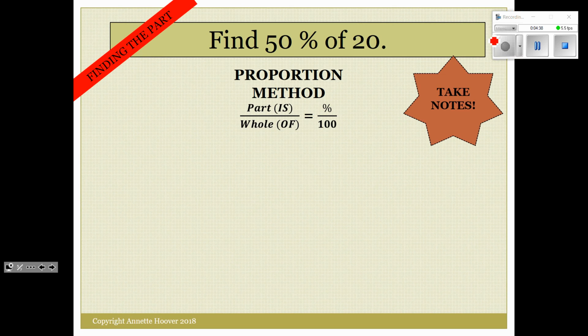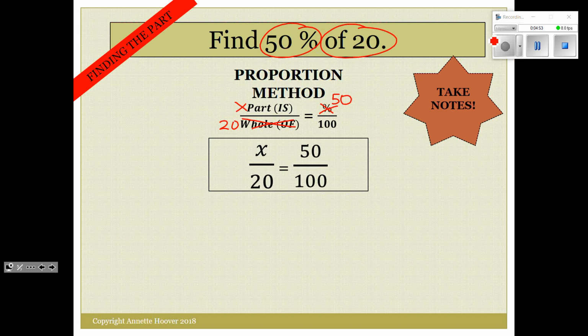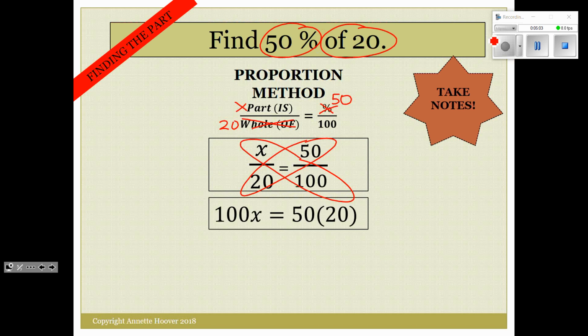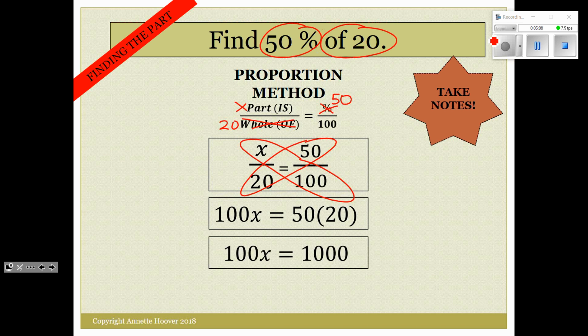Find 50% of 20. So again, they're given the percent. So here in place of the percent, we're going to put 50. Of 20, so we know that the of is 20. So what is missing? Again, what's missing is the is. So here's our variable. So we have x over 20 and 50 over 100. We're going to use our butterfly wings. So on one side we have 20 times 50, and on the other side, we have 100x. 50 times 20, 5 times 2 is 10. Add 2 zeros, that would be 1,000. Now divide both sides by 100, and it would be 10.